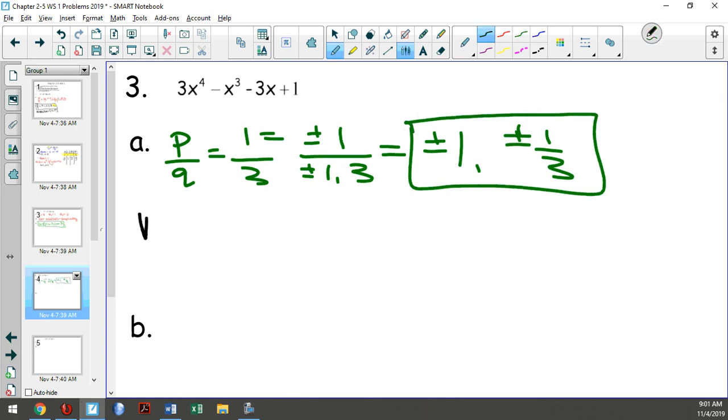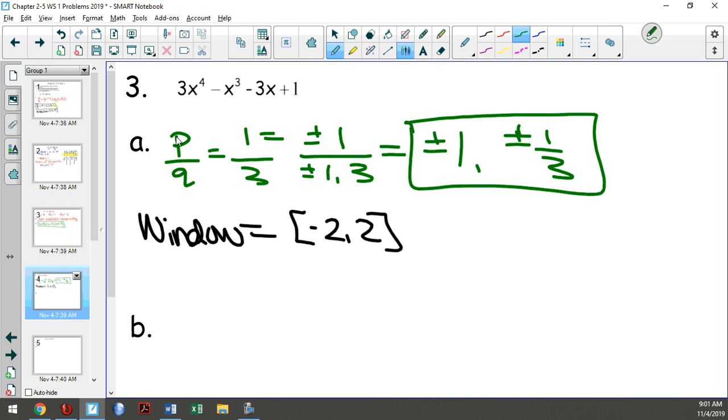Why is that helpful? Because my window size is going to be what? -2 to +2. Because my biggest number is simply going to be the 1. Do we all understand that? Yes or no? Now that's a really small window size for us, isn't it? Since it's a really small window size, that gives me a knowledge that I'm probably going to have fractional roots. Do we all understand that? Okay, makes sense? Okay, part B, what's it say to do?